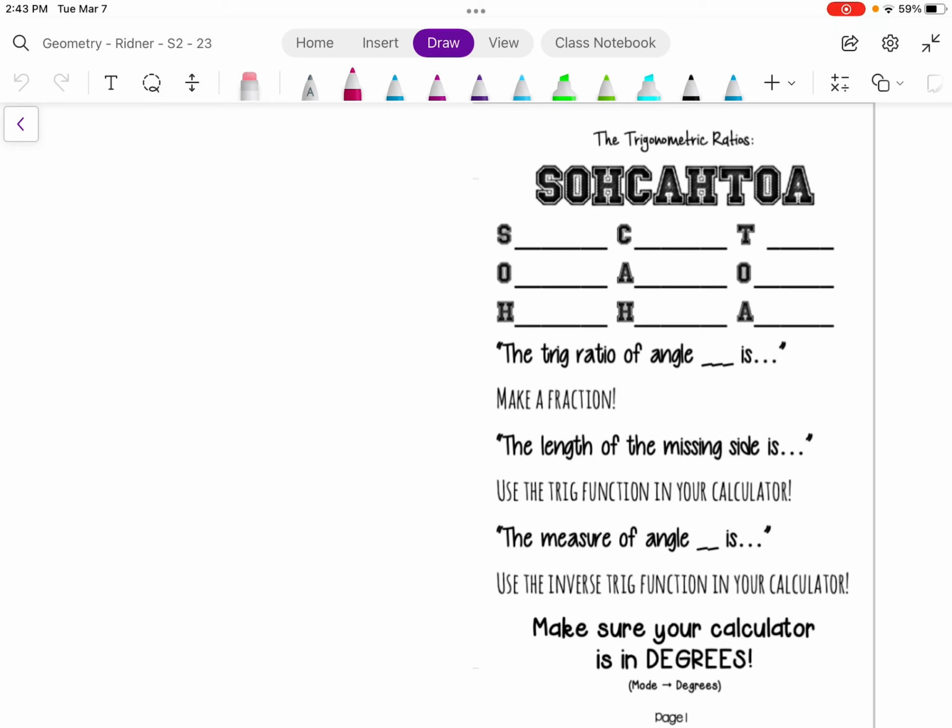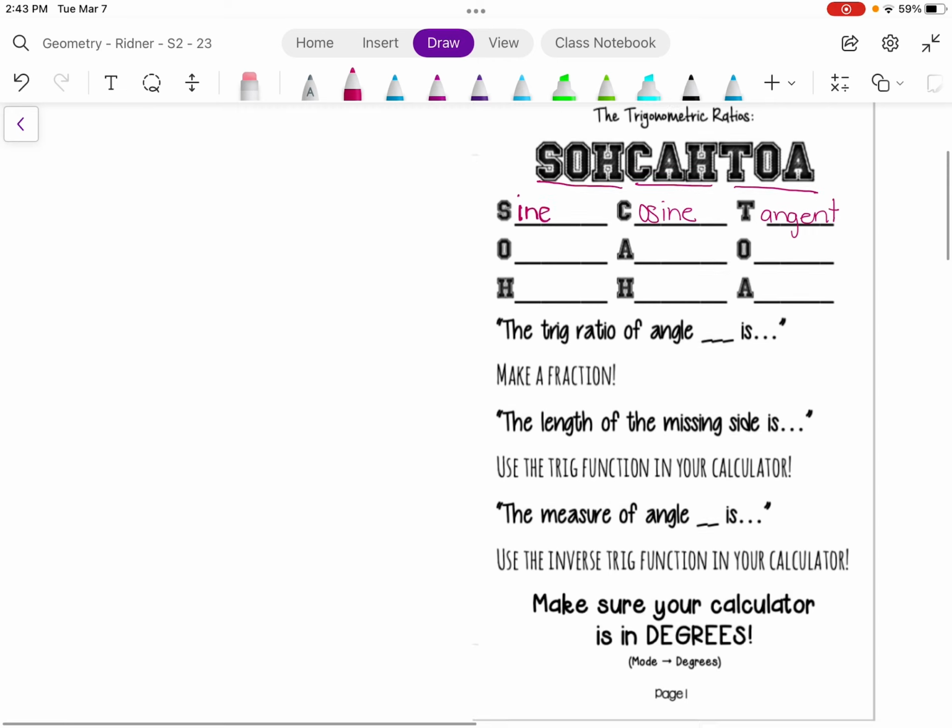So there are 3 trig functions we need to know. They are sine, cosine, and tangent. And we're going to figure out when to use them. So SOHCAHTOA, so if we group these in 3s, will help us know that.